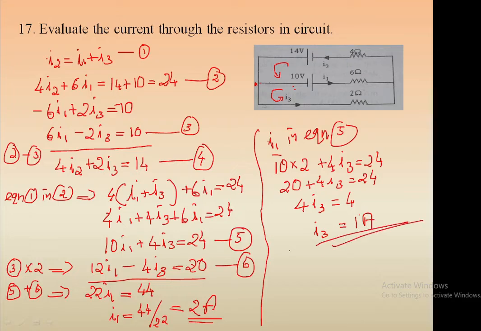Now we have the two values I1 and I3. Now we can substitute in equation number 1. We have I2 is equal to I1 plus I3, that is equal to 2 plus 1, that is equal to 3 ampere. Now we have the three currents, that is the current through each resistor.